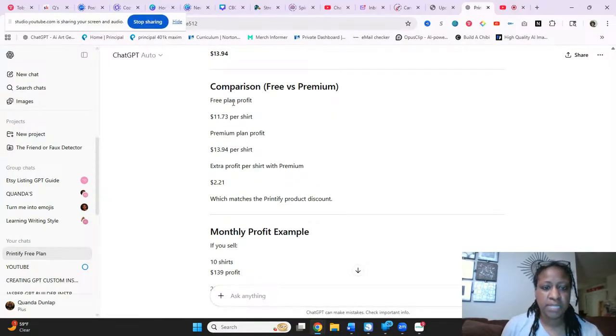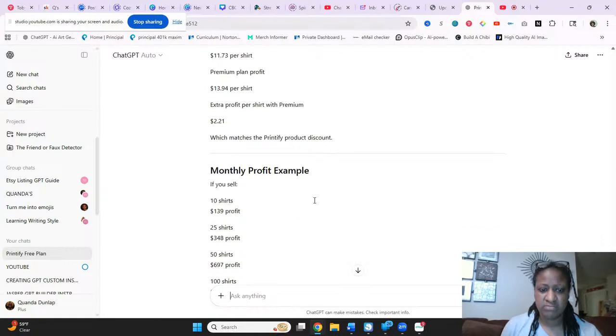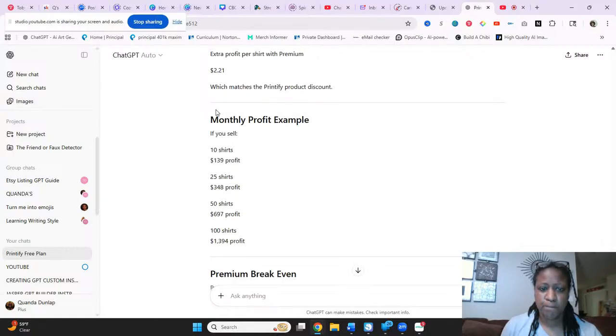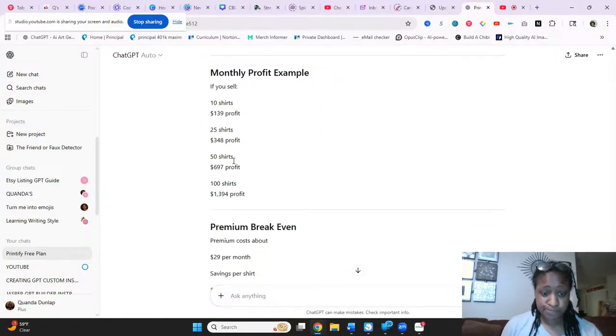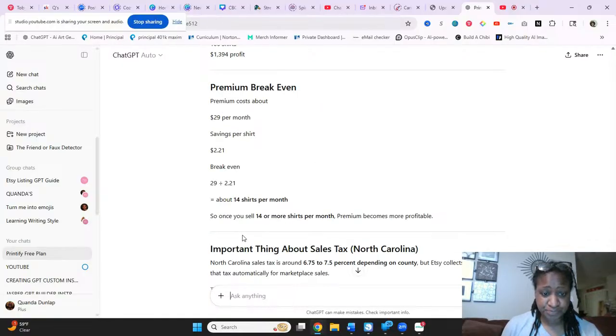Comparison, free plan profit. Yep, I'm going extra profit per shirt with premium, which matches the Printify product discount. Okay, monthly profit example. You sell 10 shirts. Premium breakdown. I need 14 shirts. Yep.